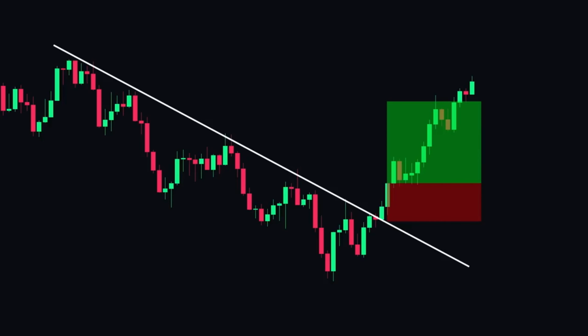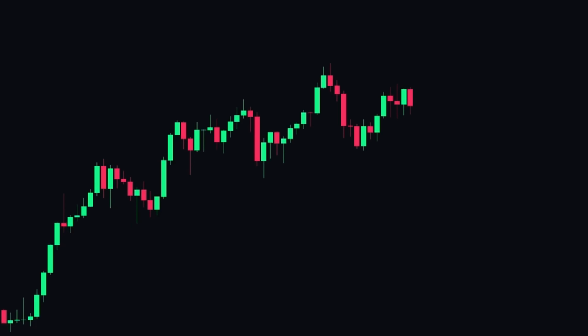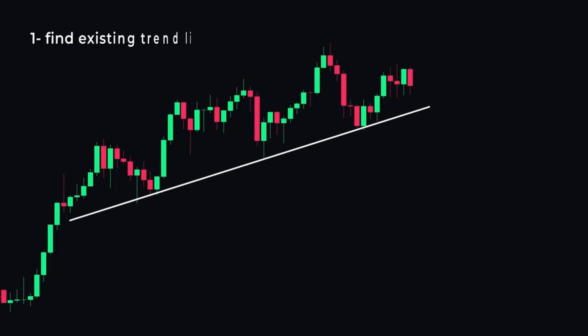Now let's look at another example. Again, the first step is finding an established trend line. In this case, it's an uptrend, meaning we're looking for a trend change to a downtrend. Next, we identify momentum loss by looking at the market structure.